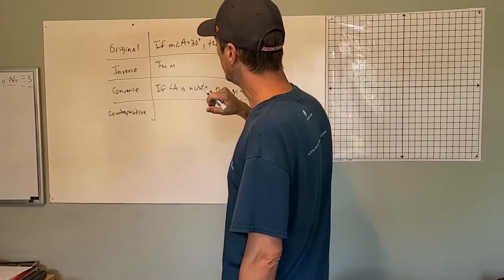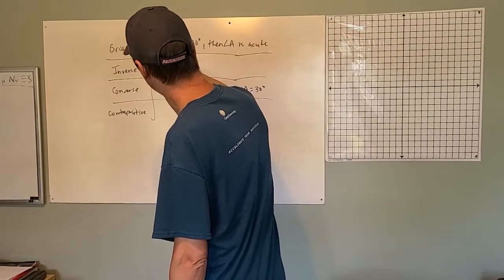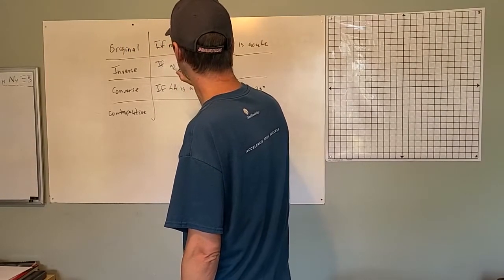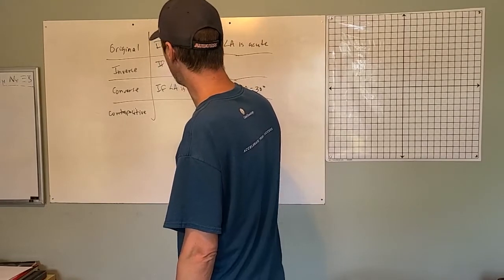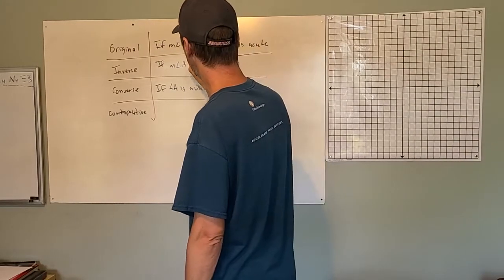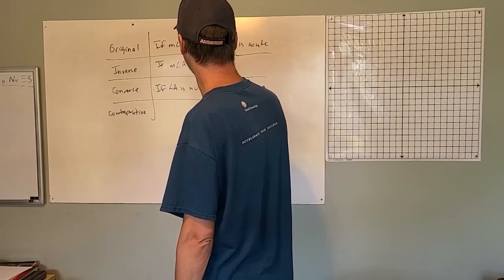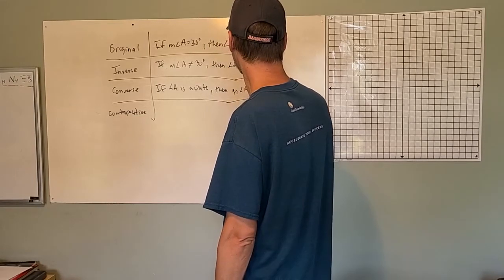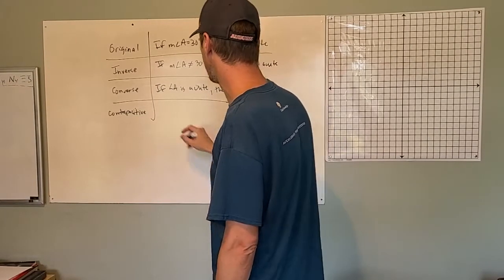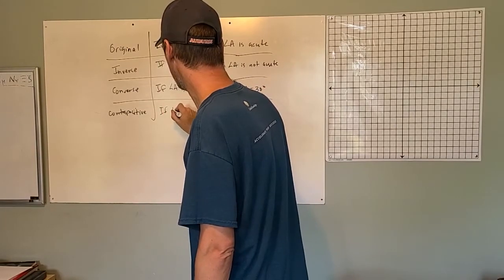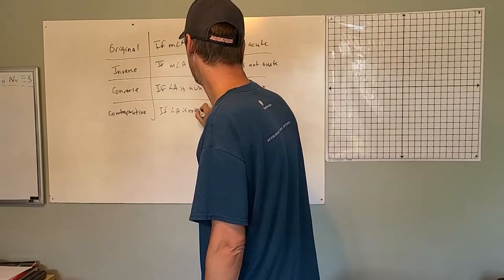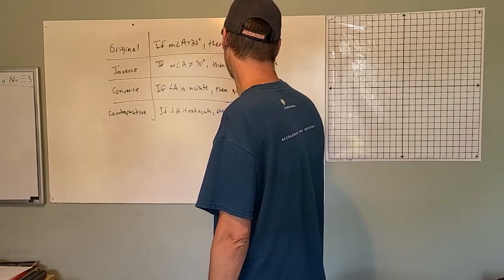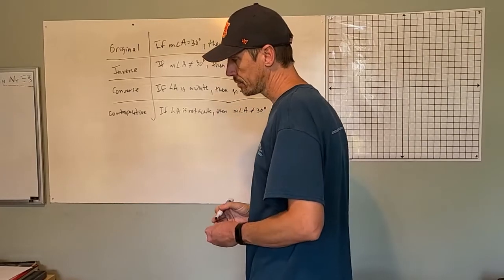The inverse would be: if the measure of angle A does not equal 30 degrees, then angle A is not acute. We use the not-equal symbol here. And of course this one is the same thing, but in reverse order: if angle A is not acute, then the measure of angle A does not equal 30.